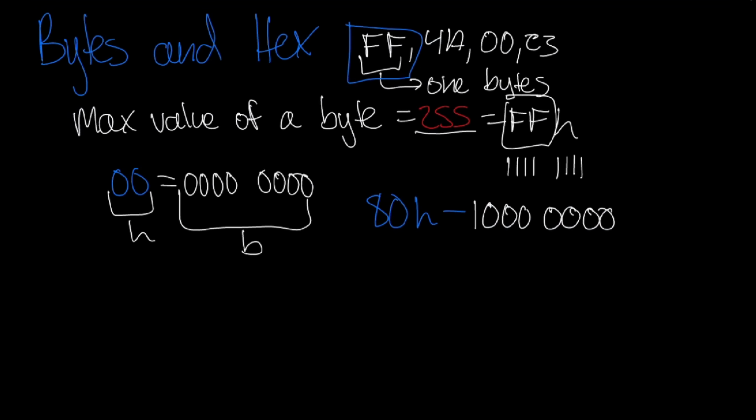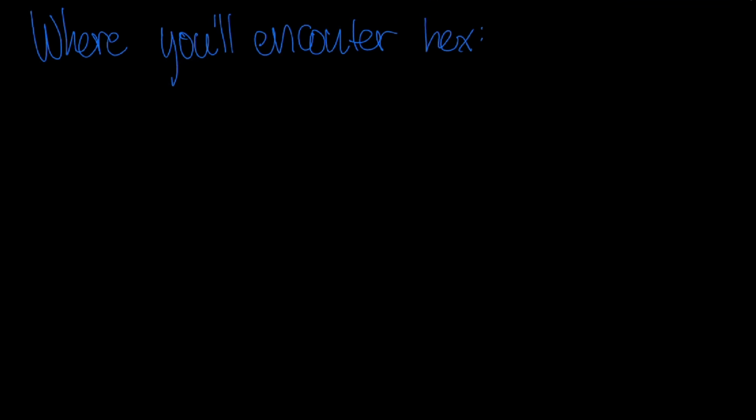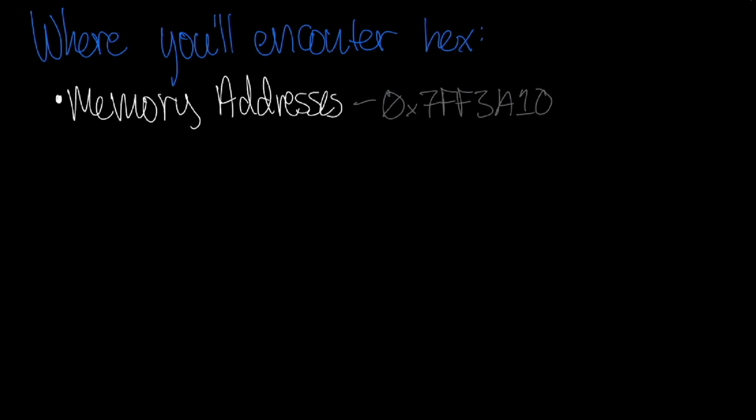These patterns come up constantly when working with bit masks, flags, and low-level data, and hex makes them immediately recognizable in a way that decimal just doesn't. So where will you actually encounter hex? The first one is memory addresses.